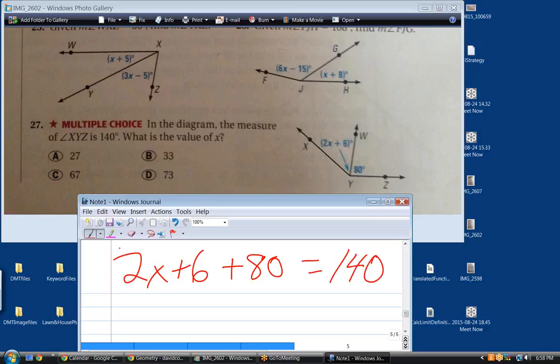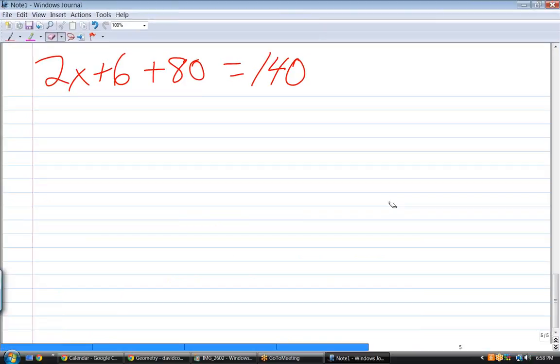So 2x plus 6, and I'll put parentheses around it, but you don't really need the parentheses in this case. The only reason I used parentheses before was for clarification. But you don't hardly ever need the parentheses around the first term. Sometimes you might need it around the second term, but not in this case. So you can see that 2x plus 6 plus 80 equals this angle XYZ, which they've told us is 140. Now solve that.